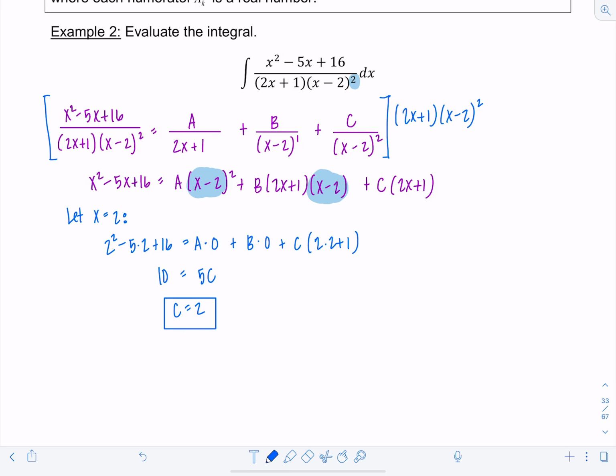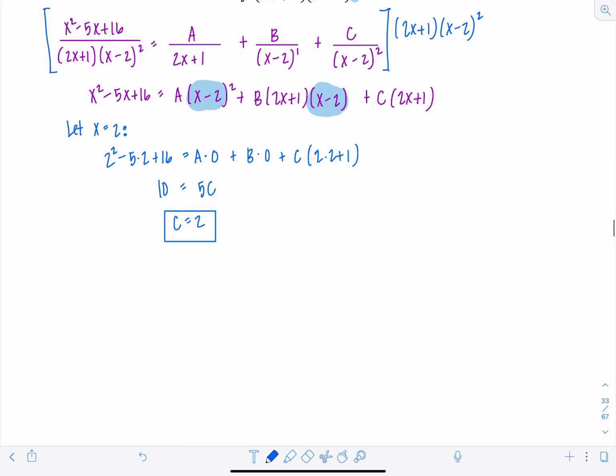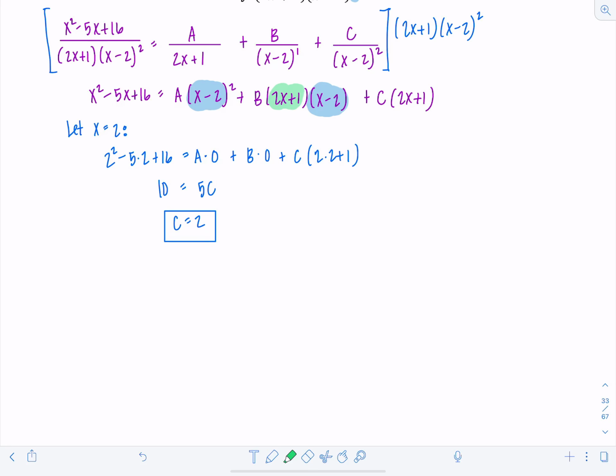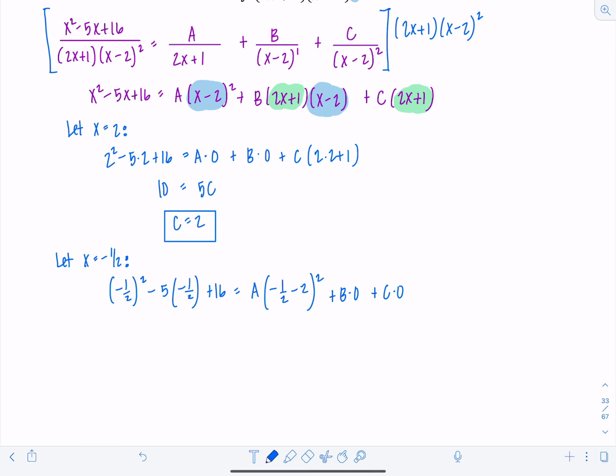Very nice. Okay, that was so fun. Let's see if we can do it again. This time, let's let x equal negative 1/2. Okay, so we're going to let x equal negative 1/2. That means we'll have negative 1/2 squared minus 5 times negative 1/2 plus 16. That's going to equal a times negative 1/2 minus 2 squared plus b times 0 plus c times 0.